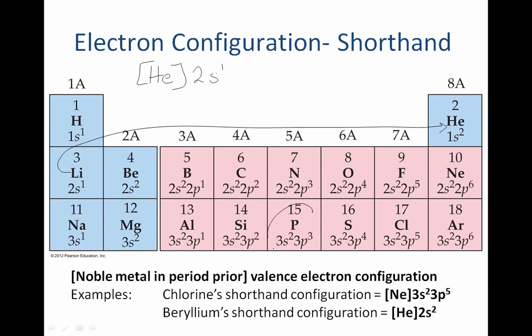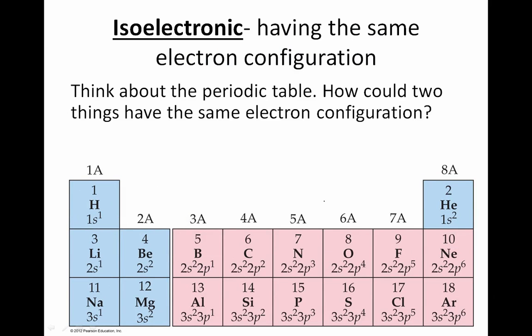Okay? Or for instance phosphorus. The noble gas before phosphorus is neon. So neon goes in brackets, and then you write 3s2, 3p3, which is simply the electron configuration. That is so much quicker to write, and you're able to tell without a doubt that, oh, 2 plus 3 gives me 5. I have 5 valence electrons in phosphorus. Check.